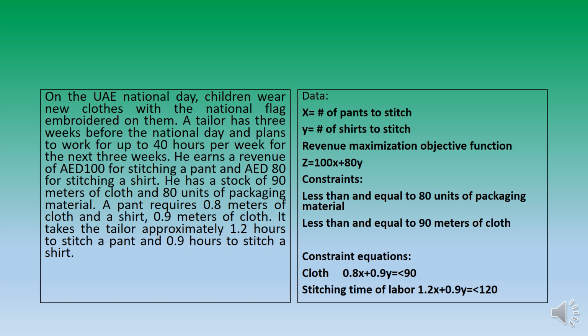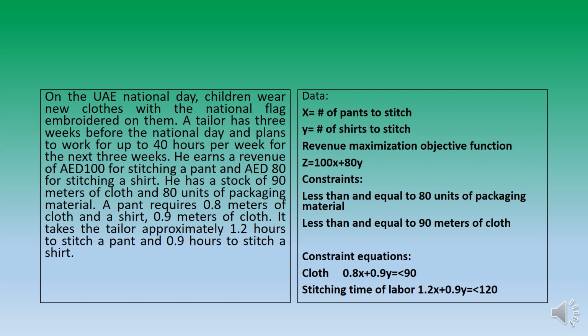Our tailor has 3 weeks before the National Day and plans to work for up to 40 hours per week for the next 3 weeks. So you see constraints are given: a tailor has only 3 weeks, that is the maximum time the tailor has, and he plans to work 40 hours per week. So in total he will have 120 hours, since he has 3 weeks and 40 hours per week. 120 hours in total.